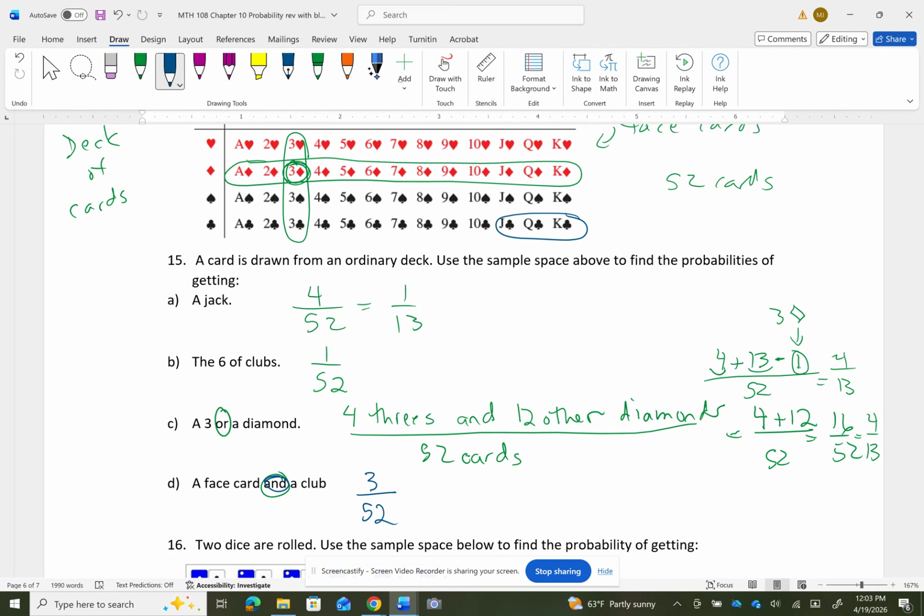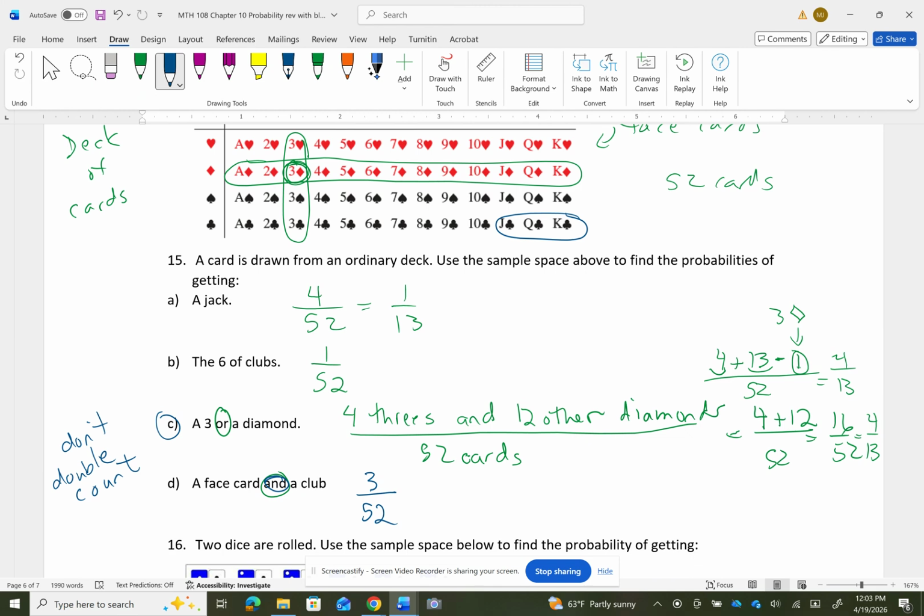So the hardest one here might be the C. And the thing you got to be careful with on ORs is not to double count. So the 3 of diamonds is both a 3 and also a diamond, so you can't count it twice, or you shouldn't count it twice.